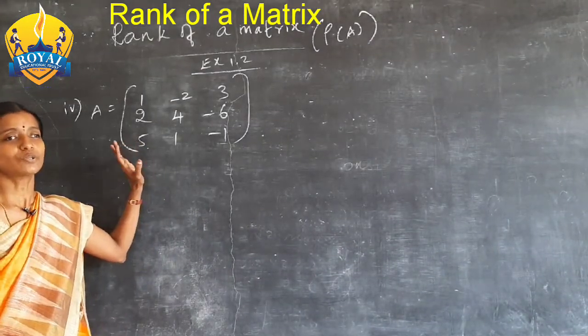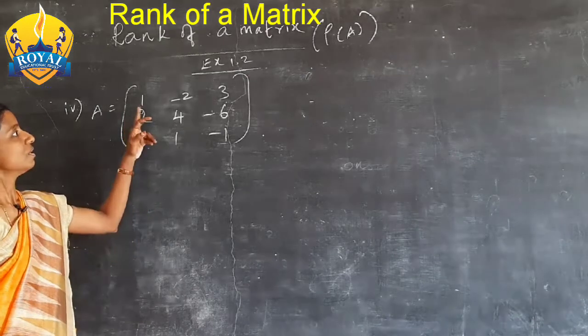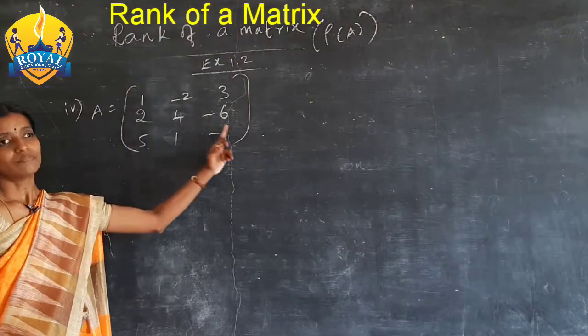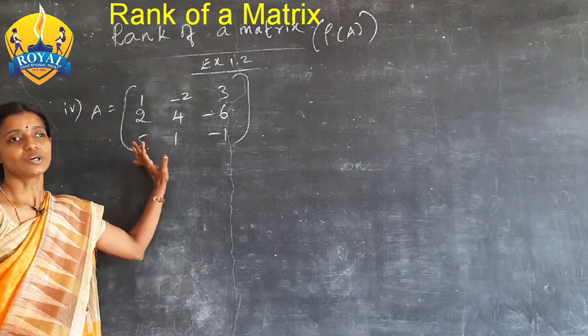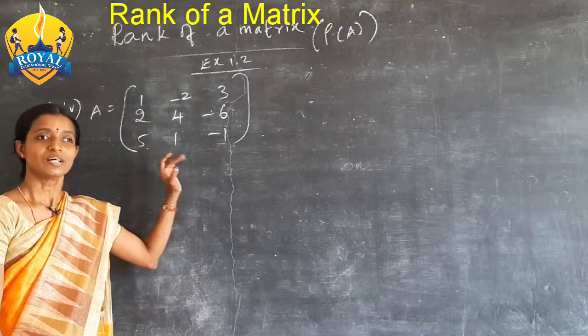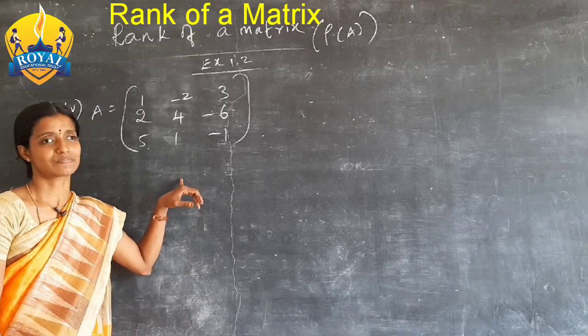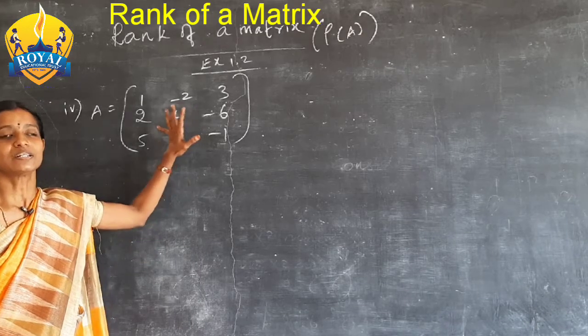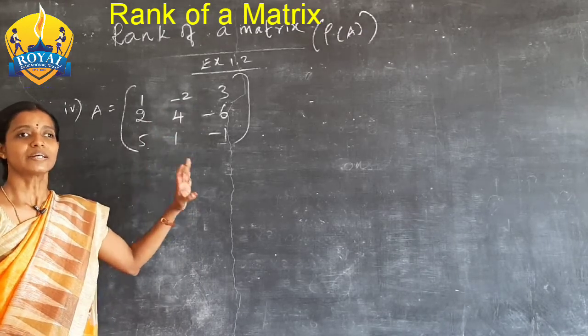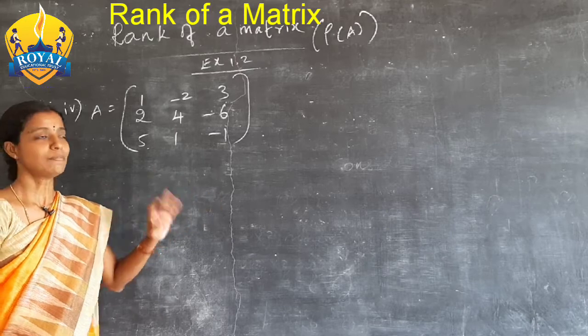Children, we will get into the fourth subdivision of the first problem. I have 3 rows and 3 columns. So here the order of my matrix is 3 cross 3. Now this is a square matrix. Since this is a square matrix, automatically this matrix can be directly handled by the determinant method.